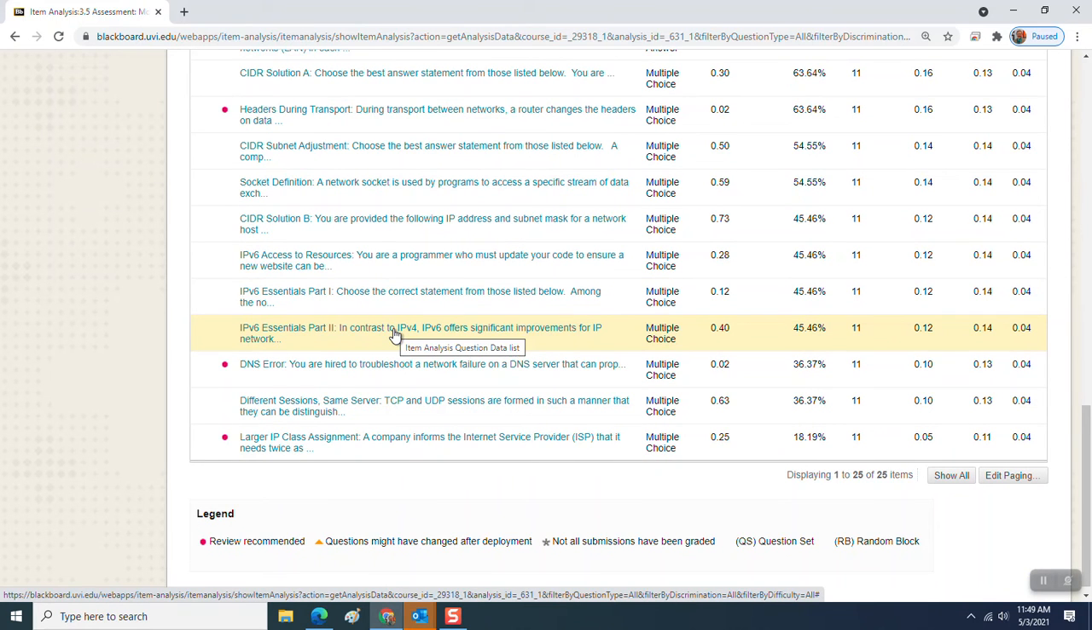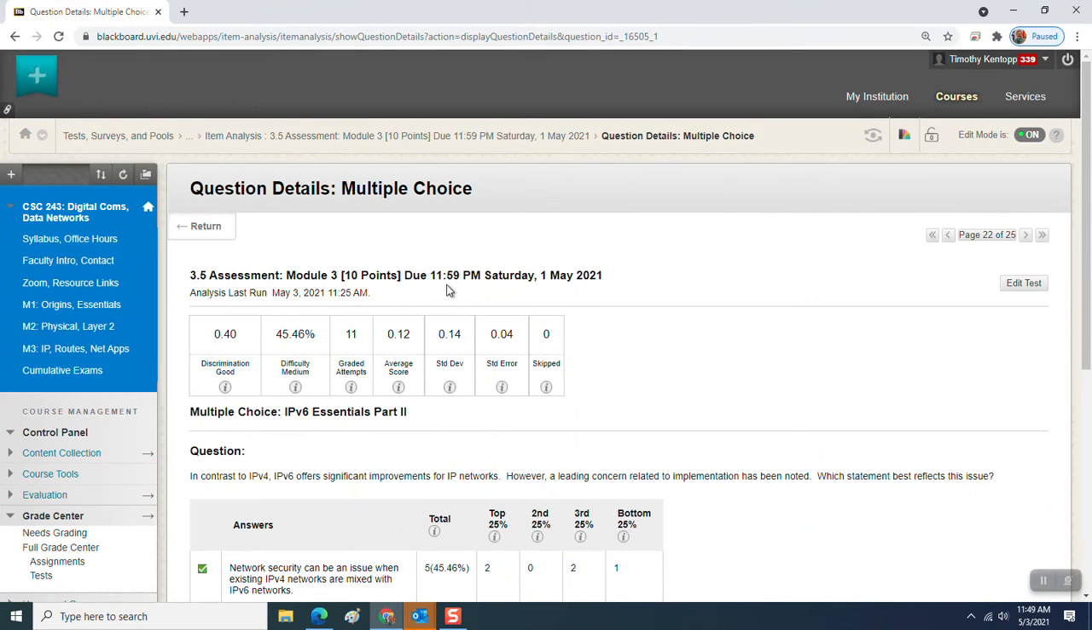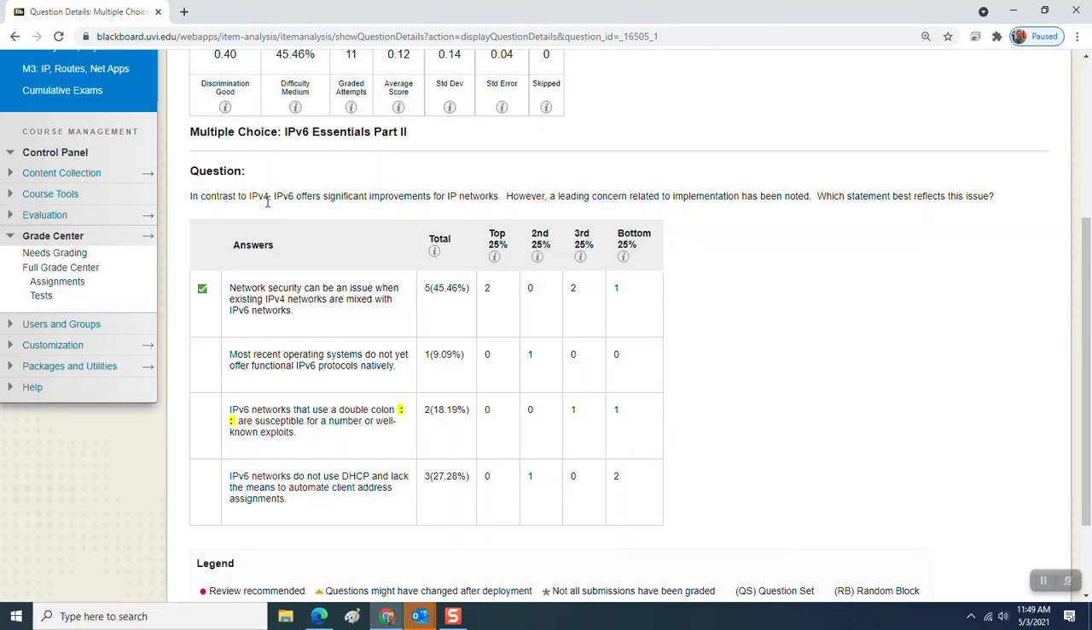IPv6 Essentials Part 2. In contrast to IPv4, IPv6 offers significant improvements for IP networks. However, a leading concern related to implementation has been noted. Which statement best reflects this issue? Network security can be an issue when existing IPv4 networks are mixed with IPv6 networks. That is the correct answer.